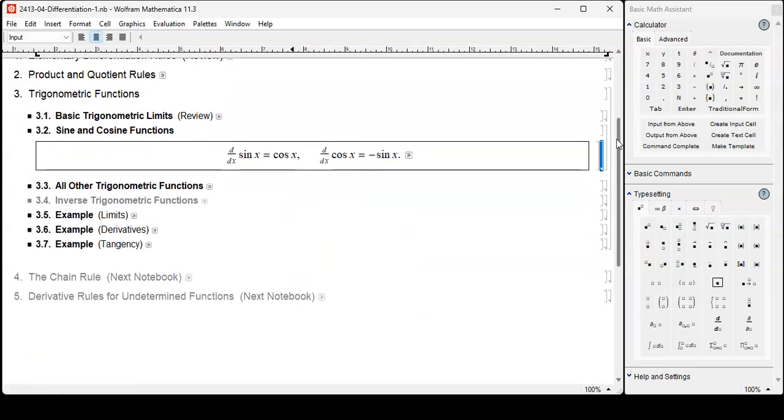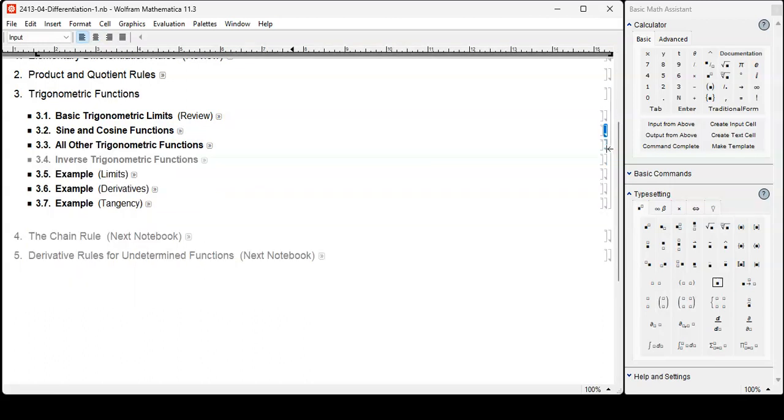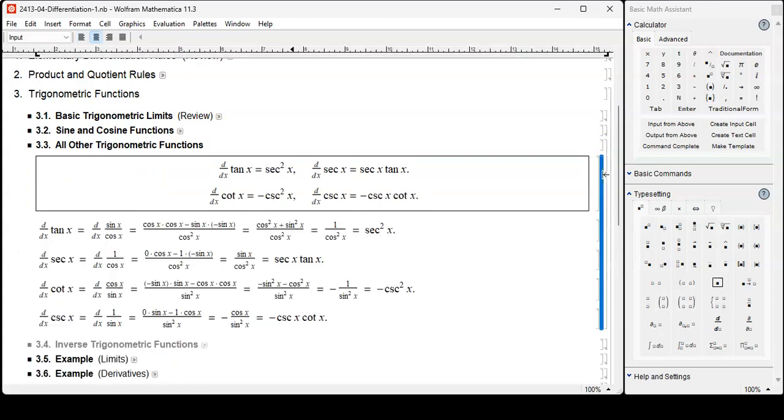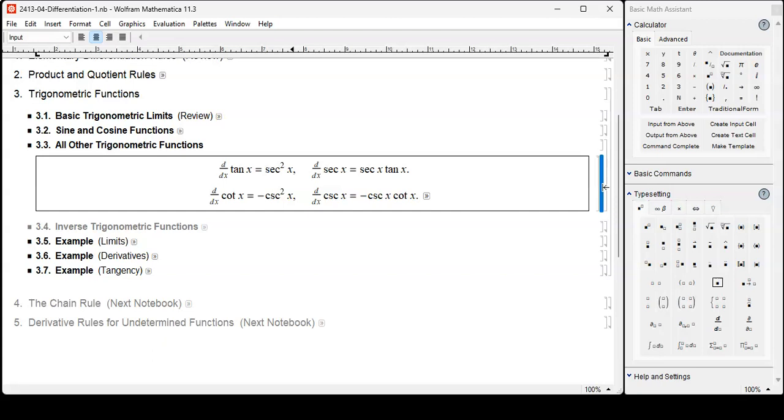That's left to only interested students, not everybody. Other trig functions, well, tangent is sine over cosine, so you can use the quotient rule and simplify. You're going to get sec squared. Secant is 1 over cosine, so again you can use the quotient rule to calculate and simplify. Quotient rule, quotient rule. You can deduce all those.